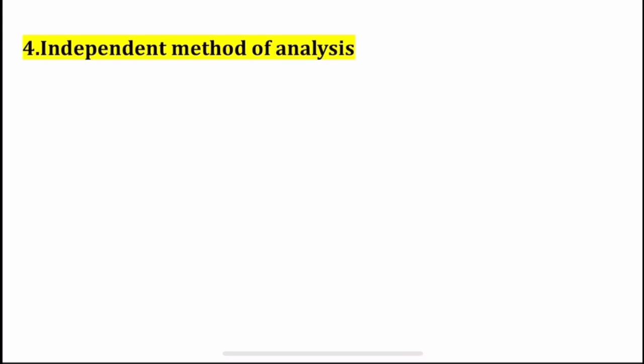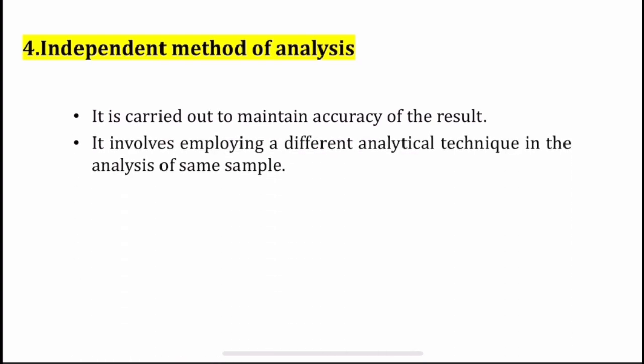Next method is independent method of analysis. Utilizing an independent method of analysis involves employing a different analytical technique to determine the concentration of the analyte. The comparison of results obtained from different methods provides validation and confidence in the accuracy of the measurements. Discrepancies between results from independent methods can indicate potential errors or limitations in one of the methods, prompting further investigation or refinement of the analytical procedures.